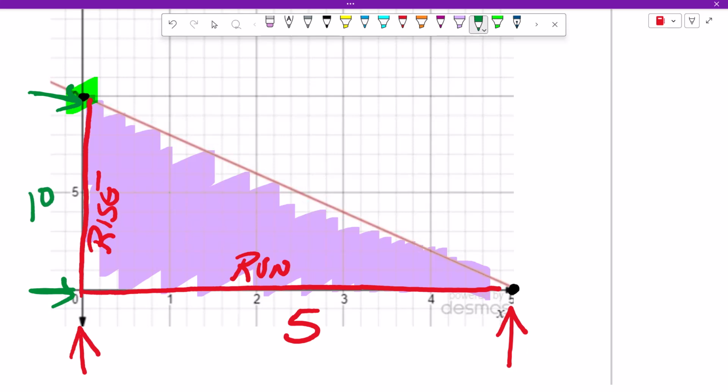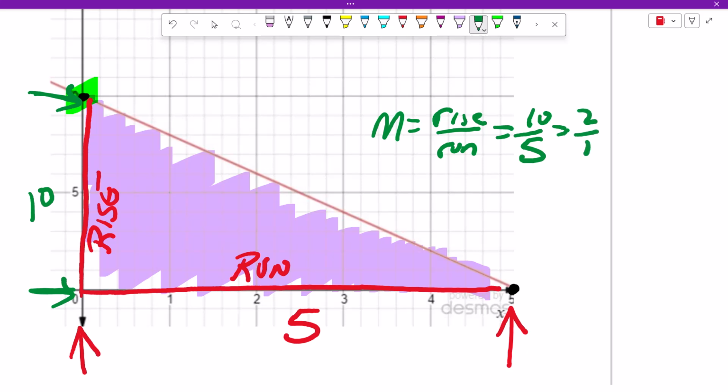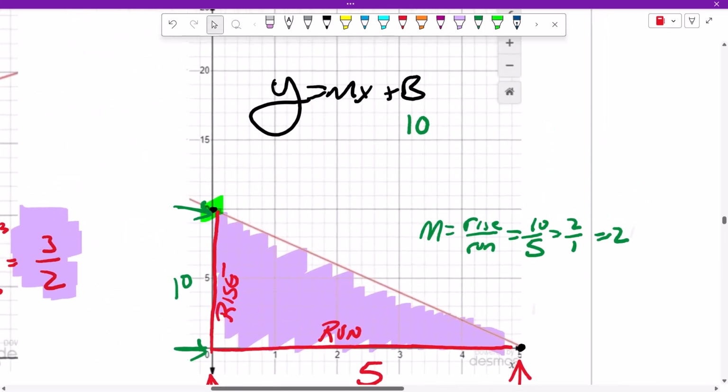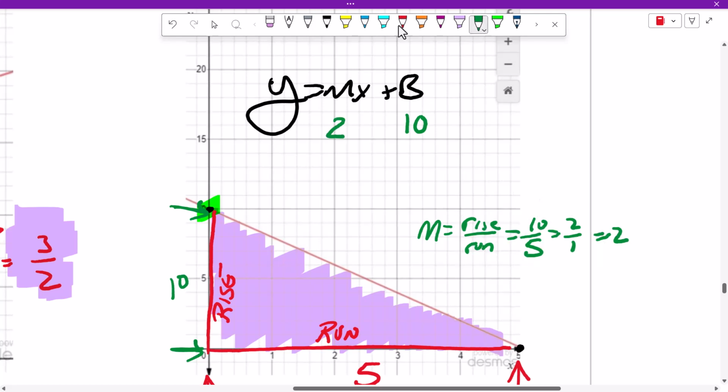So we have our slope. Our rise goes on the top, run goes on the bottom. That means it's 10 over 5. Okay? So we have this fraction, 10 over 5. Can it be made any smaller? Reese? 2 over 1, which is just saying 2. So inside of here where we have m, we put the 2 down. And so we have our equation, y is equal to 2x plus 10.